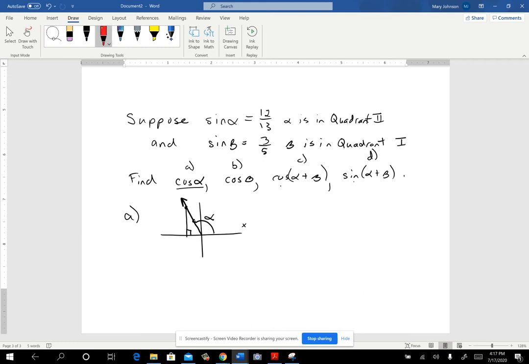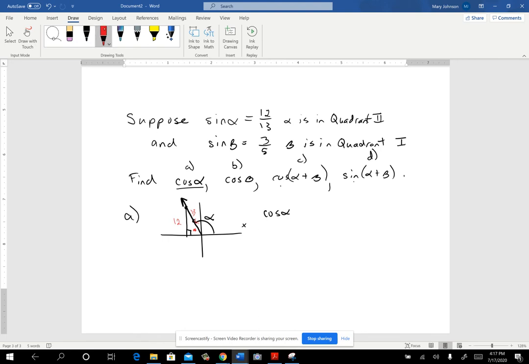Let me put it in red. So 13 is the hypotenuse, 12 is the vertical height. And even though alpha is really here, remember how this would be the reference triangle? So you label it with this being the angle you're looking at. If we are going to use that to find the cosine of alpha, then I need to get the third side of this triangle.